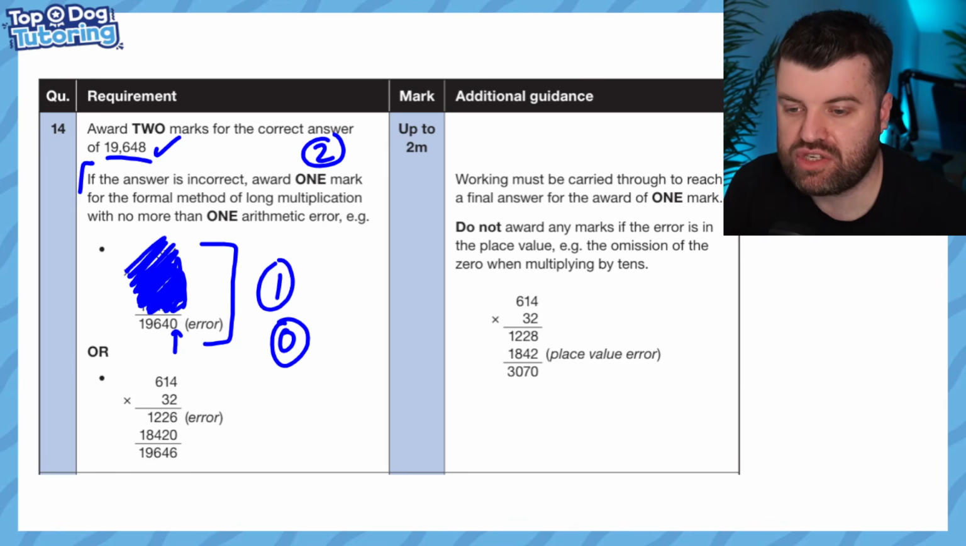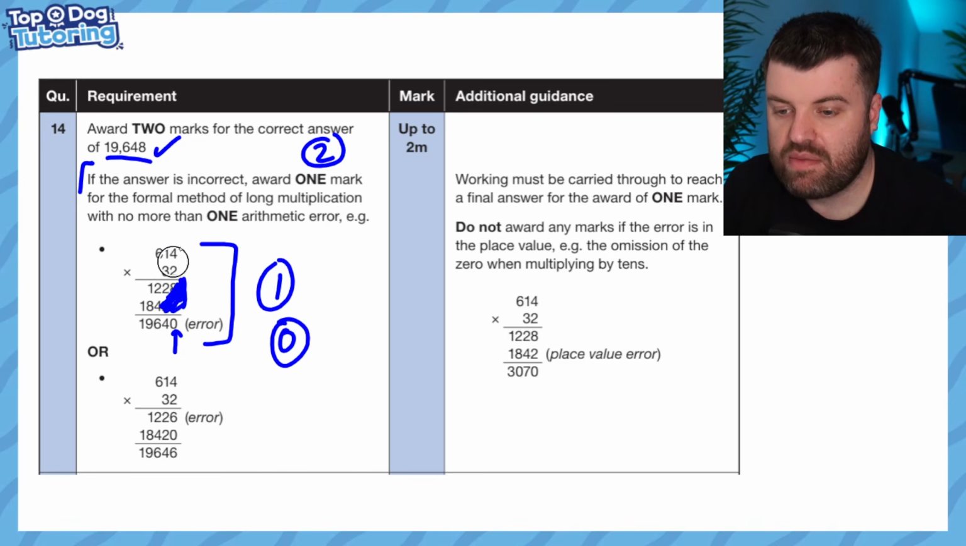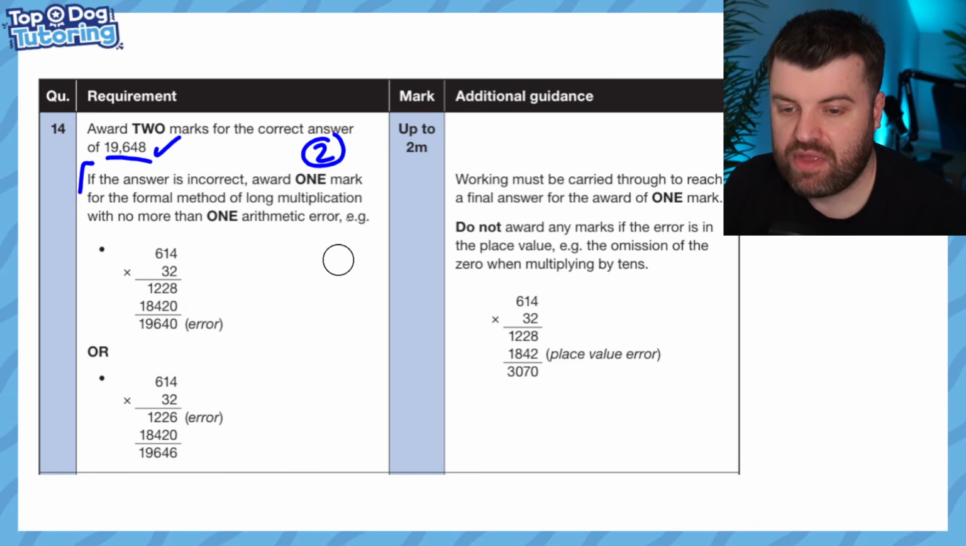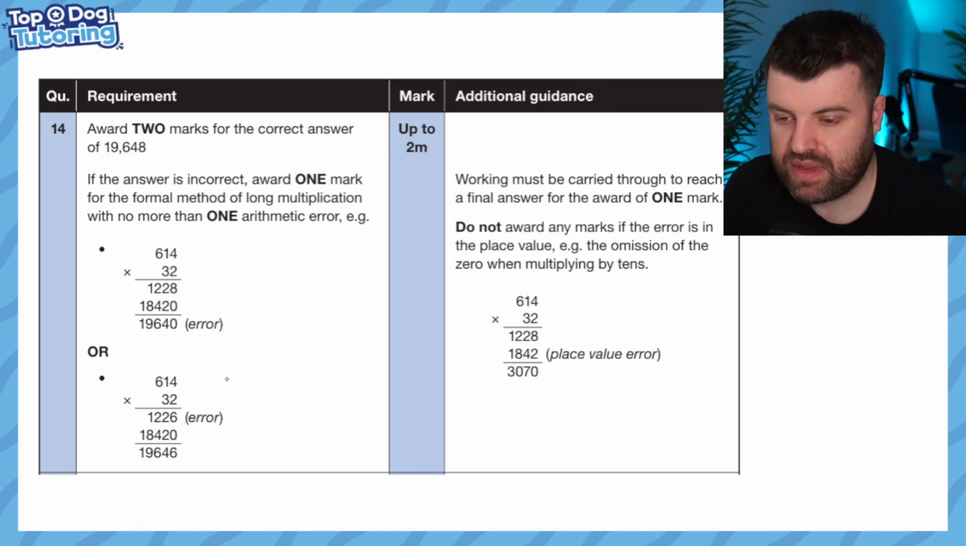So we need to teach the children it's important to show your method here, because if we make a small mistake, well, at least then we can still potentially get a mark out of it. And there's another example there of how you may have made an error. 4 times 2 is not 6. You've added them up. That's 1 error, and that means you get 1 mark.